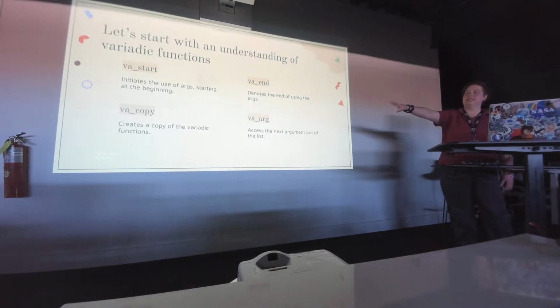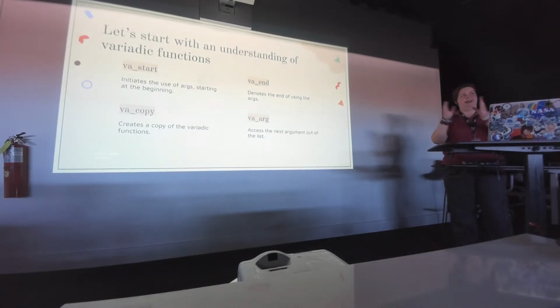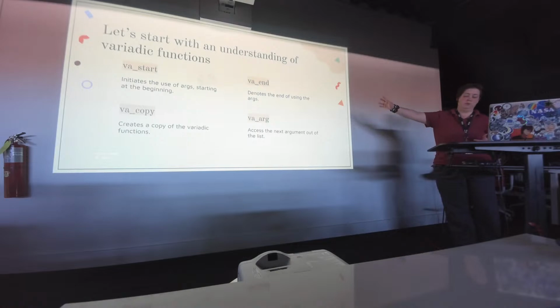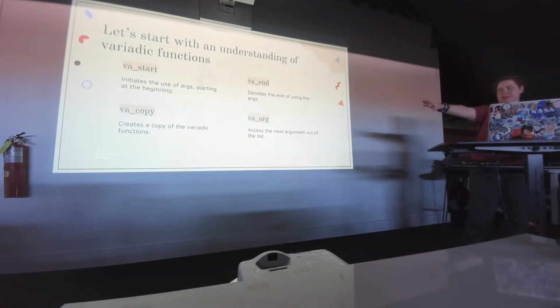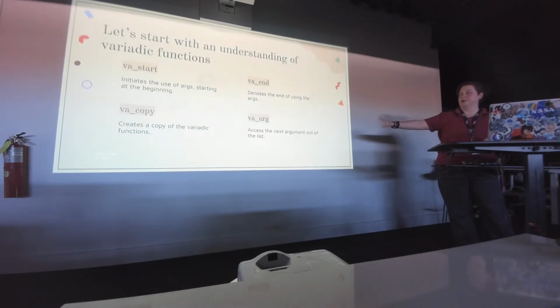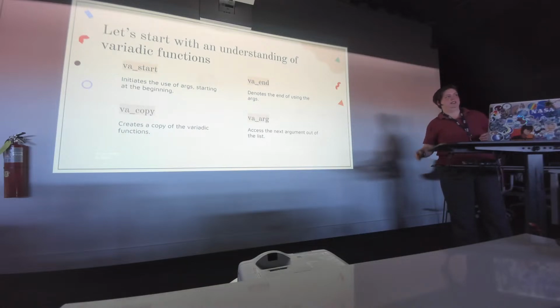So va_start initiates the beginning of looking at our arguments. va_end denotes the end of our arguments. Shocker. va_copy creates a copy of the variadic arguments. I don't believe that we used this in my Printf, but it is there as an option. And va_arg will help you access the next argument in your list.